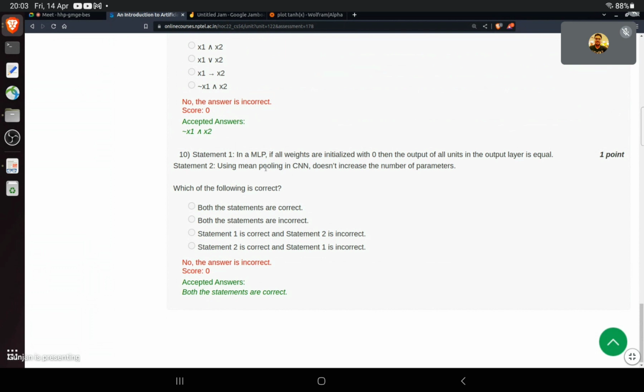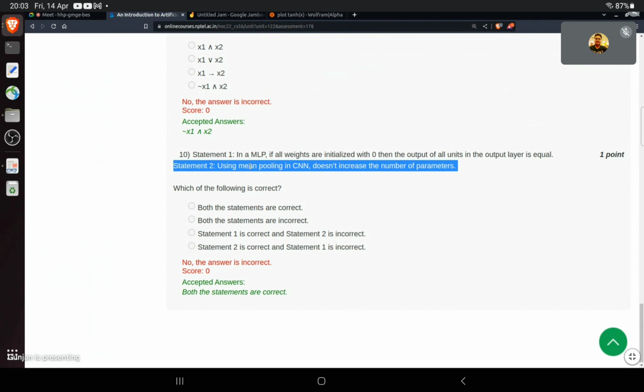You just pool in that particular region. But isn't the number of cells you consider for pooling a hyperparameter? It is saying that using mean pooling does not increase the number of parameters. The number of cells you are considering for mean pooling is a parameter. No, not a learnable one. The parameters to be learnt are W. So the size of the mean pooling would be a hyperparameter, and that does not increase the number of parameters.